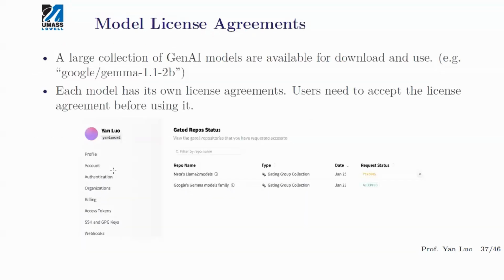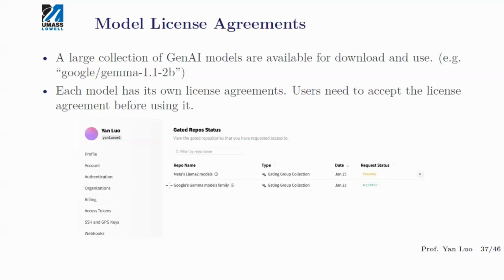And to use these models, you oftentimes need to agree to their license agreement. So the first time you visit the model, there's a button you need to click, and by clicking that button, you agree to their license. Then you will see in your request list that you have a pending request if you're requesting to use a model which you never used before. And this approval process is typically very fast. Within tens of minutes, you get approved.